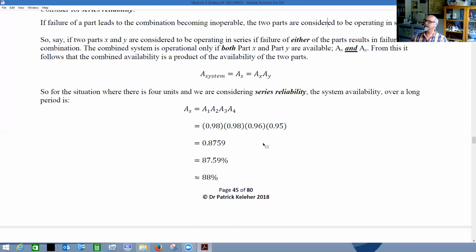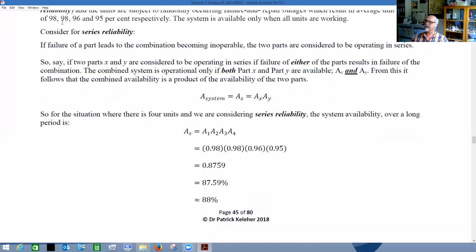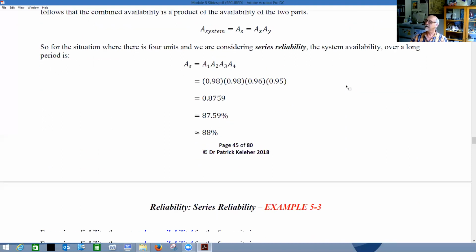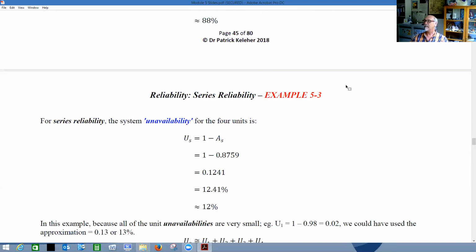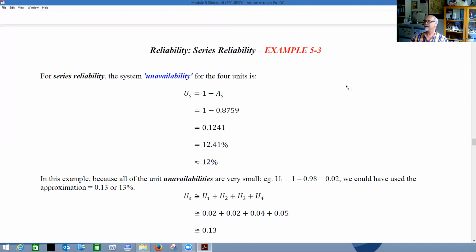So when we take that into consideration, even though we've got numbers like 98, 98, 96, and 95, what that's telling us is that overall as a system, it's 88% reliable. So that gives us a good insight into how we go about designing our maintenance. If you've got availability, then you can also calculate unavailability. It's simply 1 minus the availability. So therefore, 12% of the time, it's going to be unavailable.